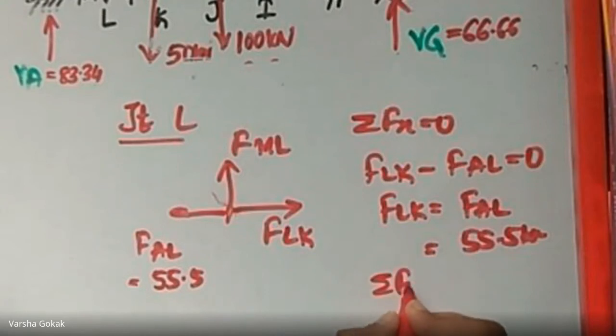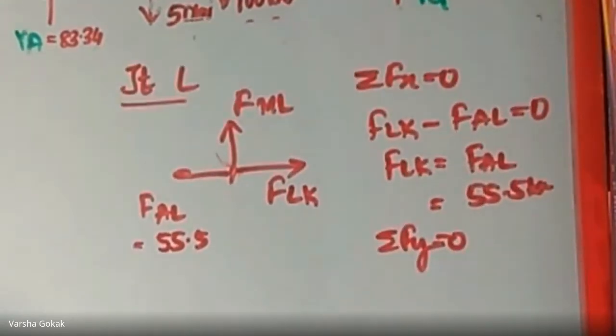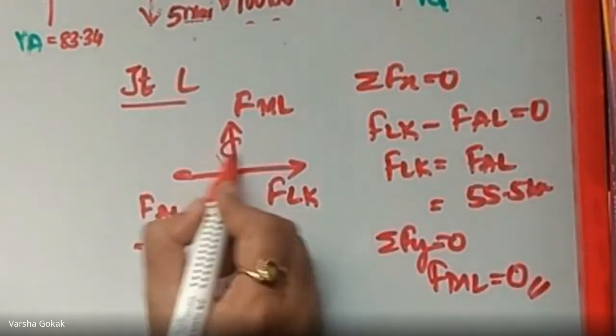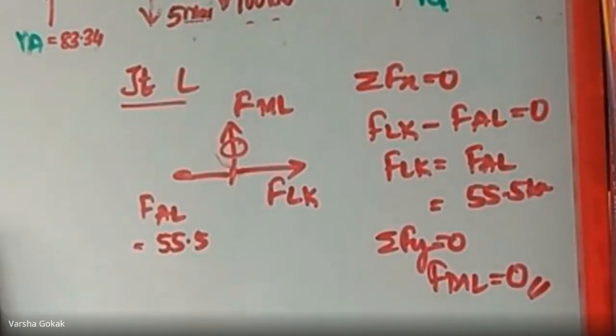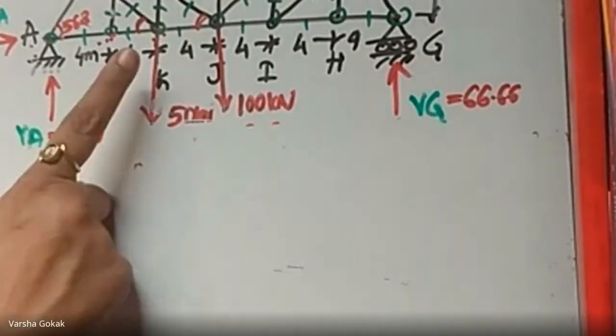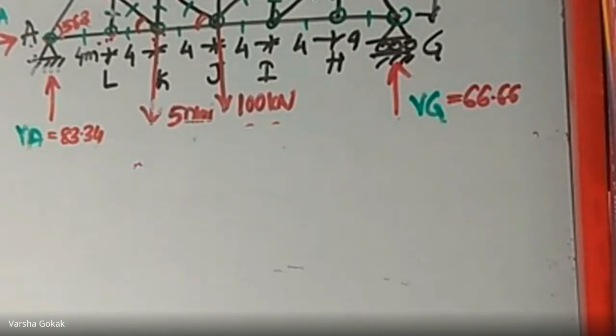And what happens in summation f of y equal to 0? Only FML is there. FML equal to 0. So directly this is a member force. ML is 0. There is no other load coming. So FML is going to be equal to 0. Any doubts till here? Though it is lengthy, but it is simple. So we found these LM and up to joint L.